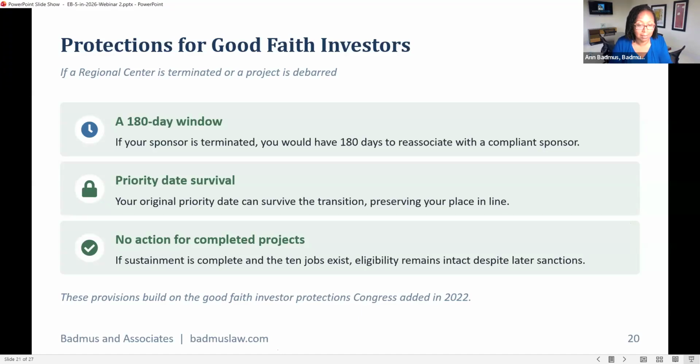But again, this only addresses your immigration eligibility. These rules do not protect your money. So if your regional center is terminated for fraud and you lose your capital, while your immigration is still protected, there's not a protection, at least from the immigration side, as far as your funds are concerned. You may have to go through other measures, legal measures, in order to try to recover any funds, if that's possible.